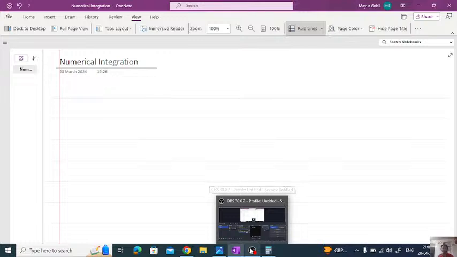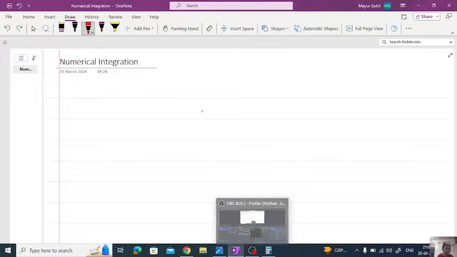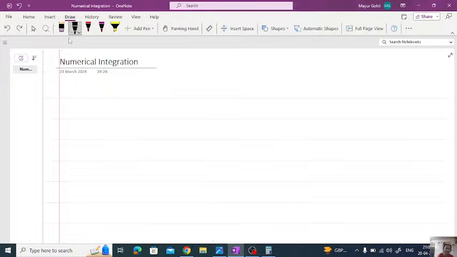guys. Now we are going to start with numerical integration. Welcome to today's session on numerical integration. Now, why are these methods useful? Let me just tell you why and what all things are there. A little bit of background about it, and then we will begin on it.